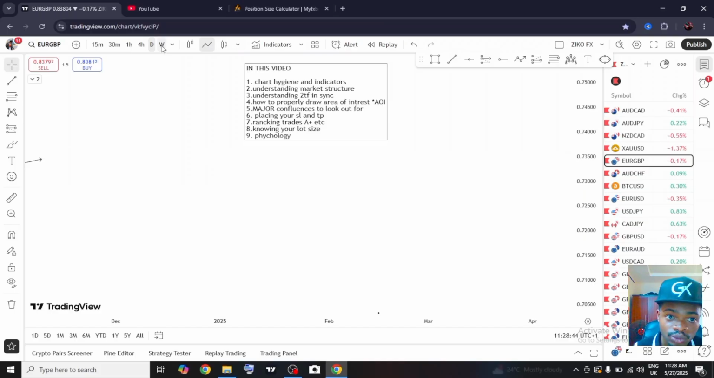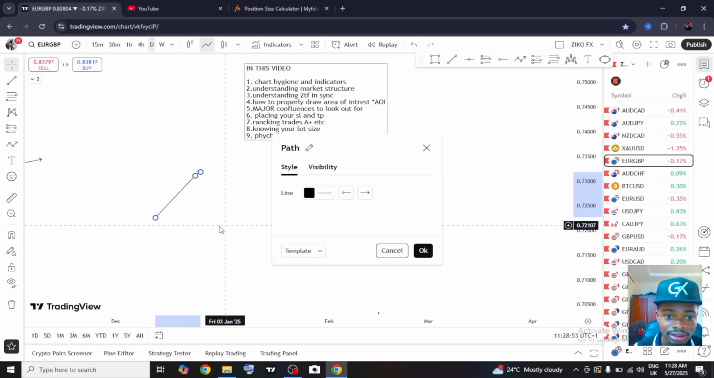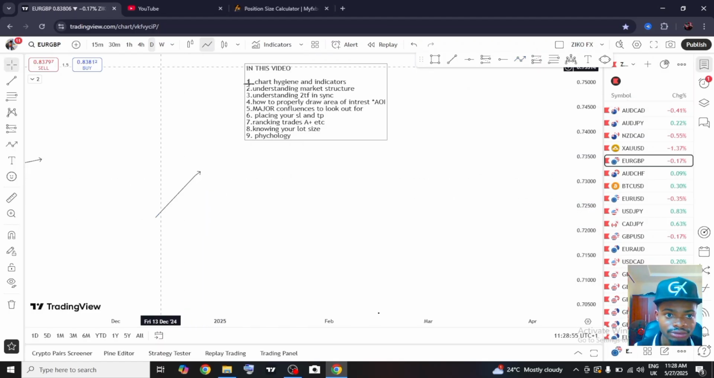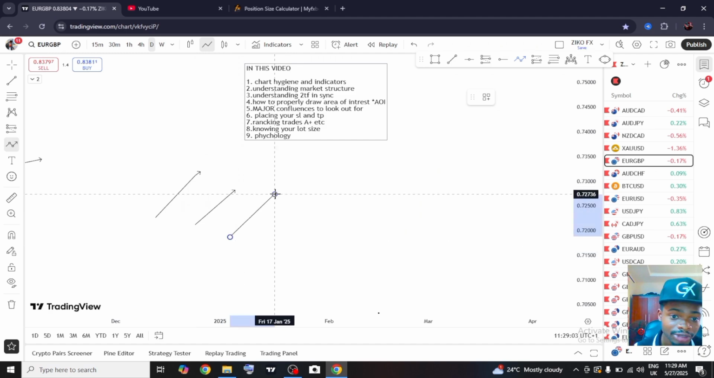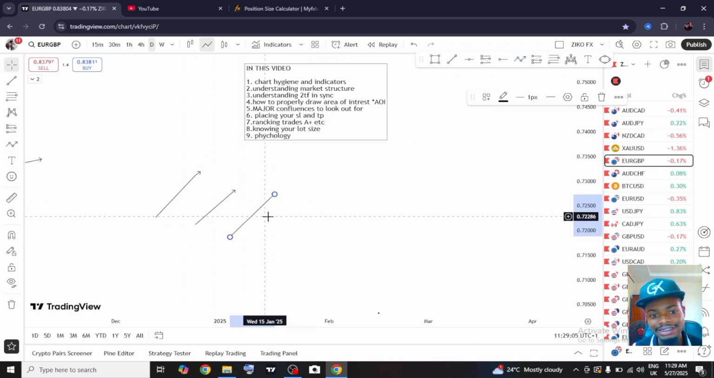Now, if you analyze weekly, and weekly tells you that the market is bullish, right? You analyze daily, and daily tells you that the market is bullish. Analyze 4 hour, and 4 hour also tells you that the market is bullish. This is 3 time frames in sync.